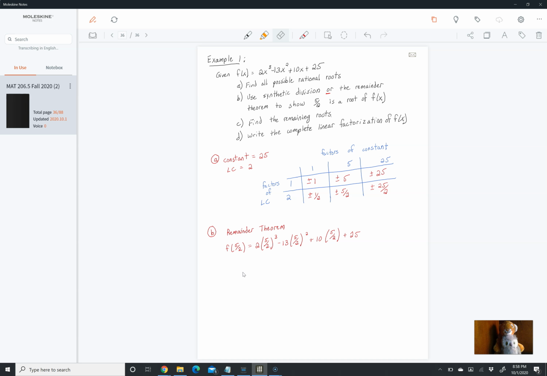And don't be afraid to use your calculator. That's okay. You don't have to do all of your fractions. Essentially what you can do is plug in 2.5, because 5 over 2 is 2.5. It's an exact decimal, so you could plug it in as 2.5 and not run into trouble. And if we plug this in, we do in fact get 0.